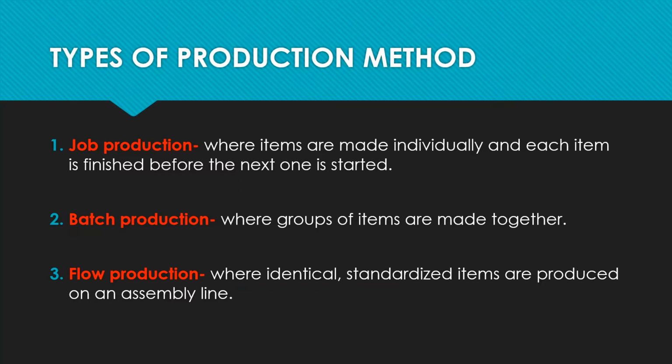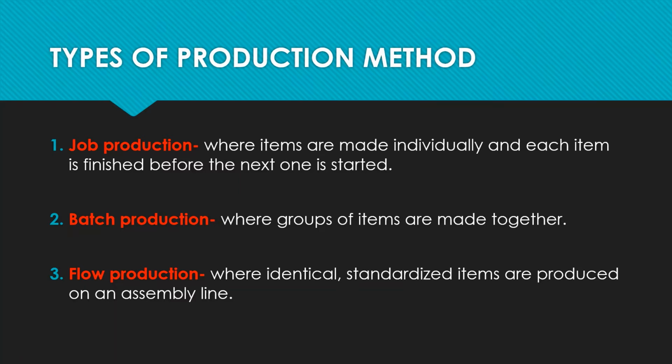Types of production method. There are three types of production method. First is job production, second is batch production, third is flow production. Let us talk about job production. Job production is individual in nature. That means it is one job; until and unless you finish one job, you cannot start the next job. So these items are made individually, and each item is finished before the next one is started. That is known as job production.